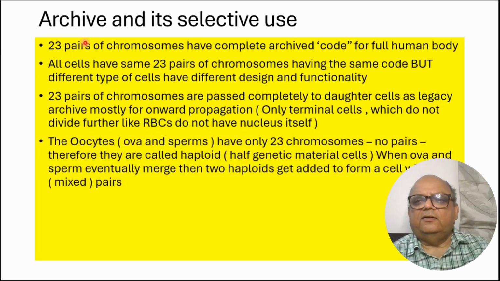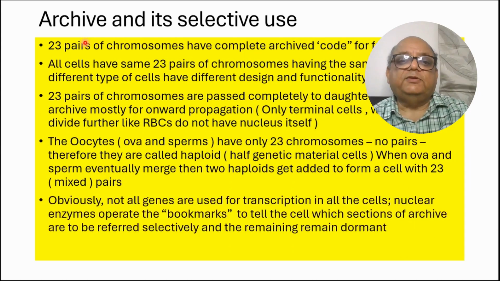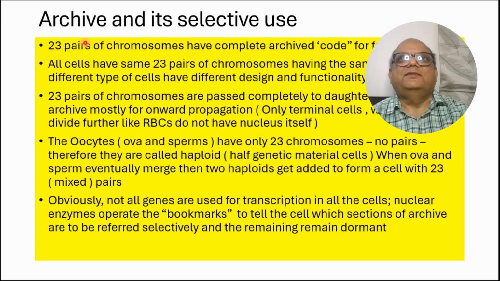Okay, and together when they fuse, they form the full 23 pairs. Obviously, not all genes are used for transcription in all cells. So nuclear enzymes are the ones which operate the bookmarks. So these nuclear enzymes are actually fixing the bookmarks.